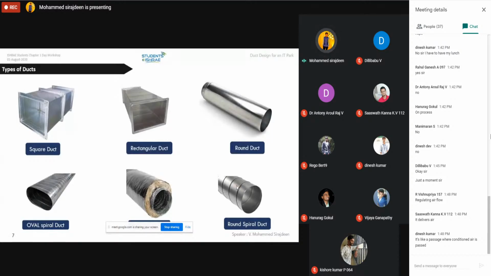So in a factory, or any open space, huge space, warehouse, if we are using a rectangular duct, it will not look good. Some big boxes will be hanging on the ceiling. It will not look good. So in that kind of places we can use a round spiral duct. It will look good.